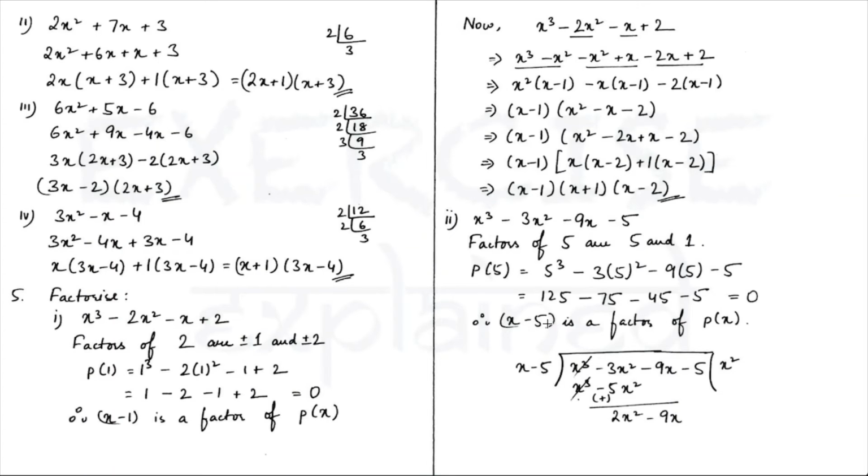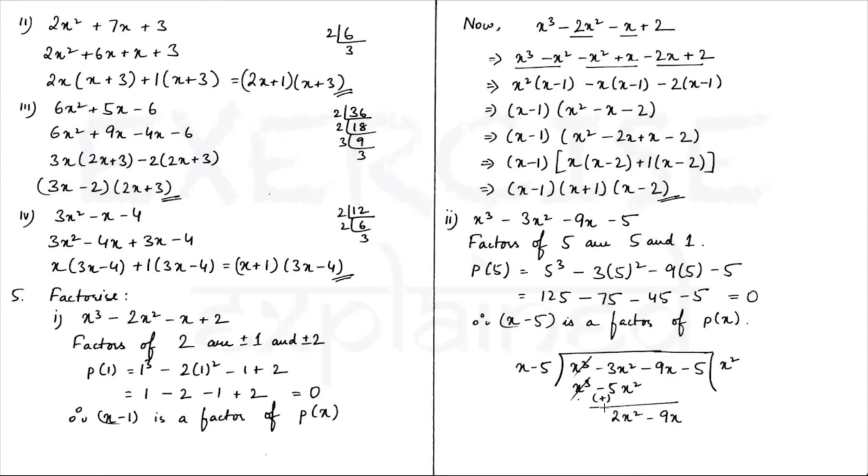So what we do is we take this and divide it by x minus 5. As we divide, we have x cube minus 3x square minus 9x minus 5, and this is going to be divided by x minus 5. So x into how many times will give us x cube? X into x square times will give us x cube. So here what we get is x cube, and minus 5 into how many times will give us, we have to multiply this with x square, so we get minus 5x square.